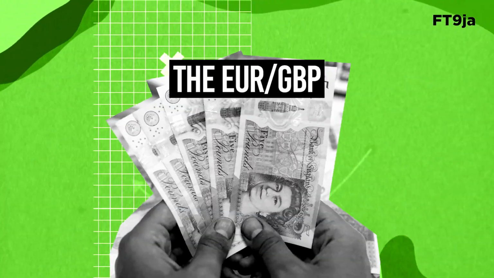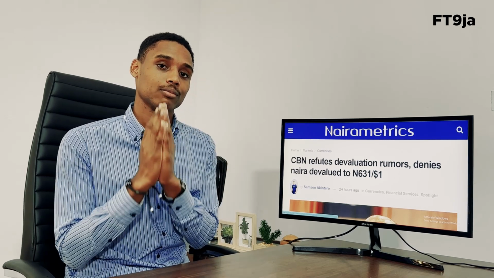The euro pound is measuring the value of the euro against the value of the British pound sterling. It's also called the channel because it acts like a channel or a tunnel between the two largest economies in Europe, United Kingdom and the Eurozone. It's also one of the most volatile forex pairs on the markets.